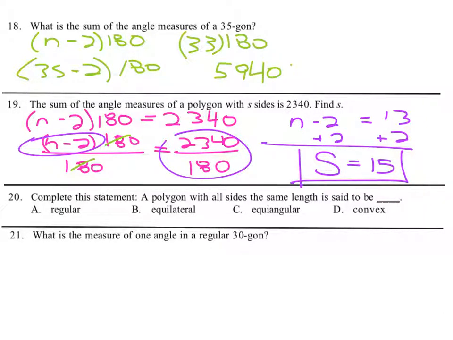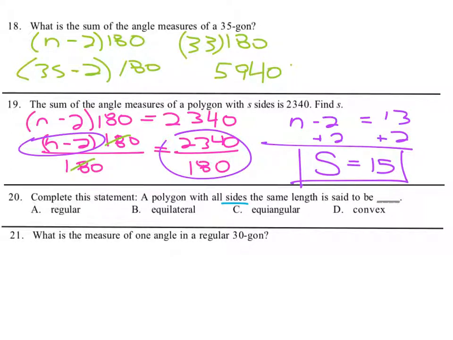Now, continuing on, complete this statement: a polygon with all sides the same length. Well, the words in here are really the key, because they're asking for all sides the same length and not necessarily all angles the same. And you can imagine, let's take a rhombus, for example. All sides are the same length, but not all angles are the same. So you can have one but not the other. The only time you can't have that is in a triangle.